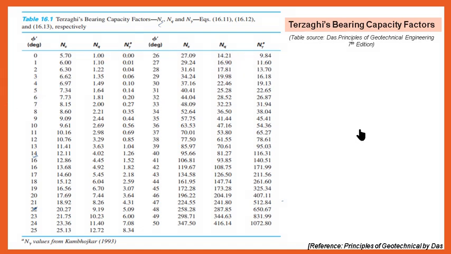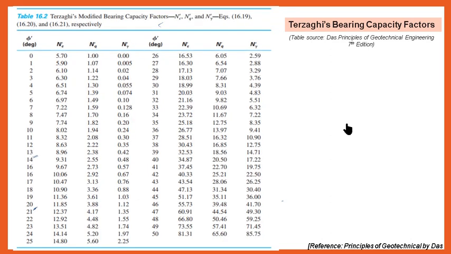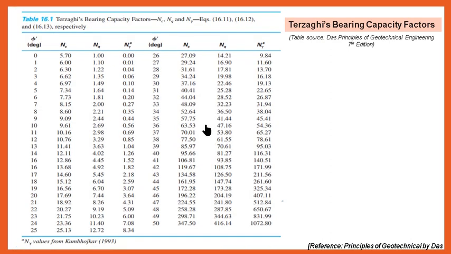And also, for the modified bearing capacity factor, we also have values here. So, once you identify our angle of internal friction, it has corresponding values of the modified bearing capacity factor. So, these two tables are what we will use to identify our Terzaghi's bearing capacity factors. Okay?